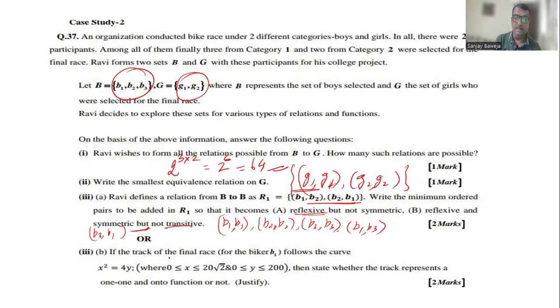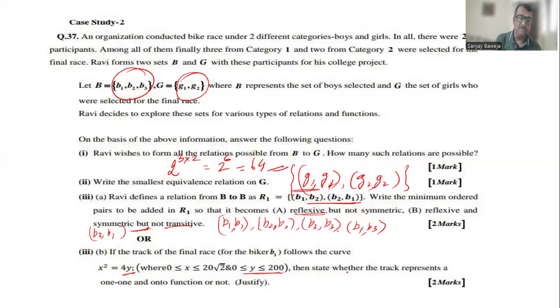And the next part of the question is x square is equal to 4y. So we can see that it is a quadratic function. x square is equal to 4y. The value of x is given to us as 20 root 2, and y lies between 0 and 200. x lies between 0 and 20 root 2.